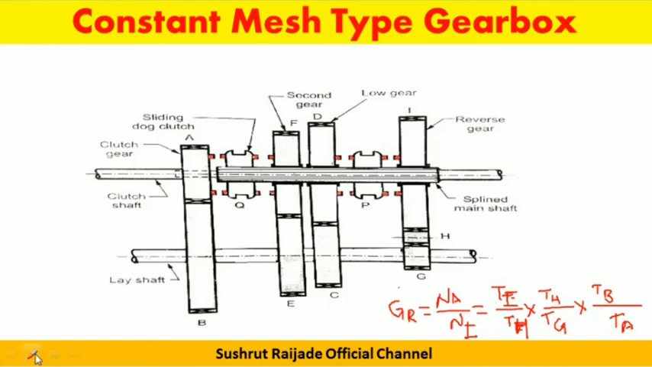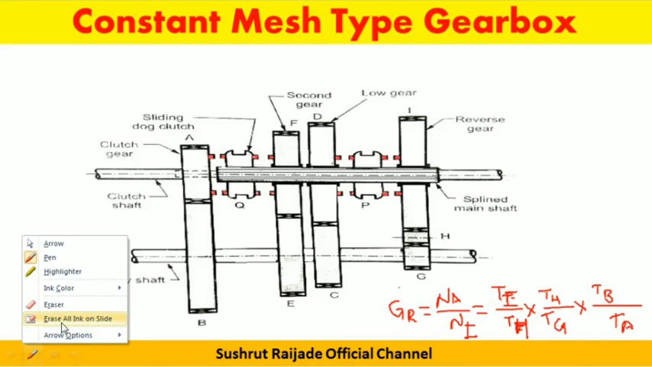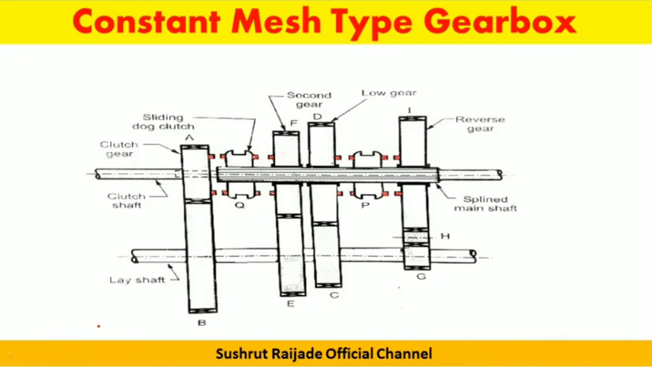Okay, so now this is the construction and working of the constant mesh type gearbox. Now let's see advantages of the constant mesh gearbox. So since gears are in a constant engagement, helical gears can be used. This is the first advantage.